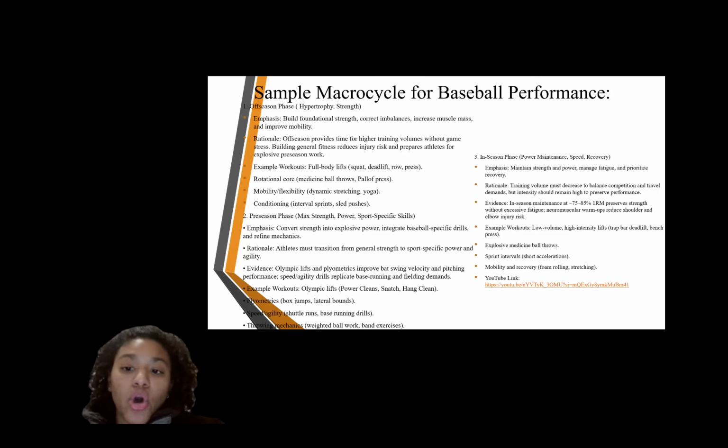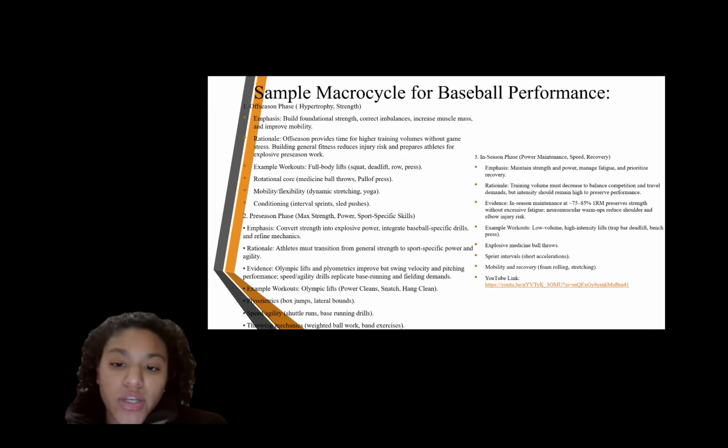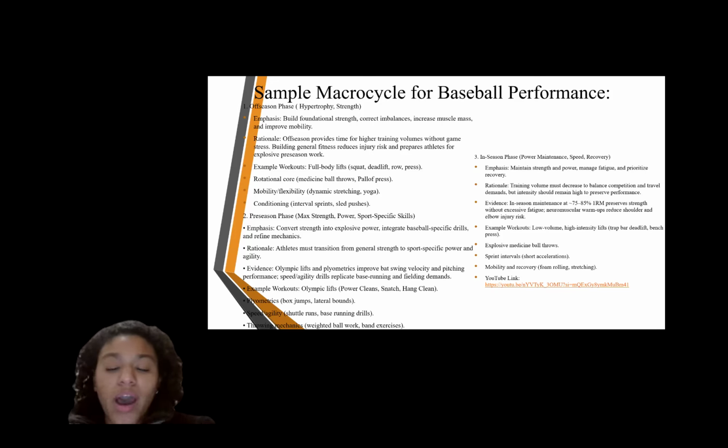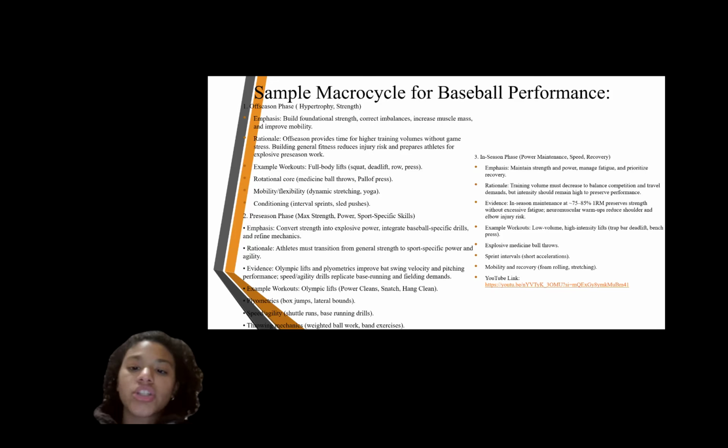Example workouts would be low volume, high intensity lifts like trap bar deadlifts or bench presses. Then we will have explosive medicine ball throws, sprint intervals, which are short accelerations, and mobility and recovery work like foam rolling.